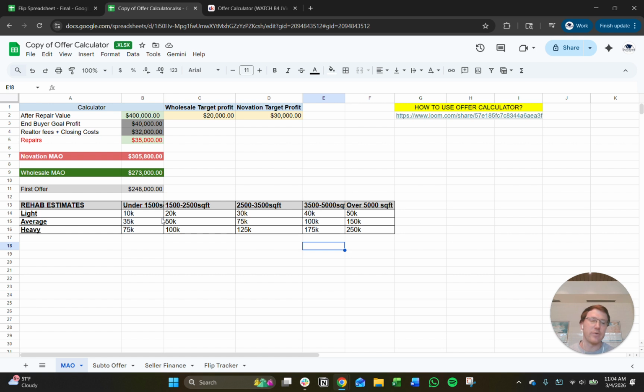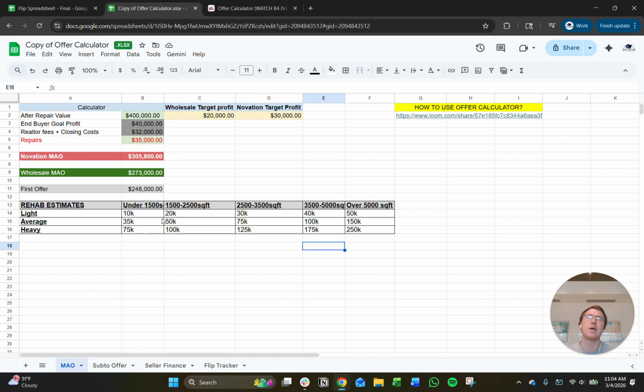Foundation repairs depends on if it's slab or if it's pier and beam. Depends on how many piers you have to get put in. I would budget 5 to 10 in foundation repairs. If it's very minimal, it could be less than 5. Average, I'd say about 5. Severe would be about 10.